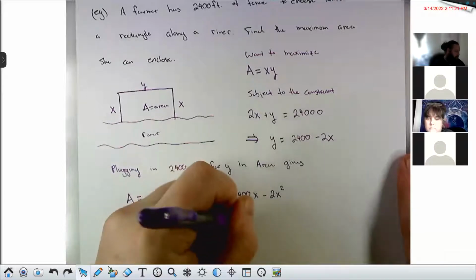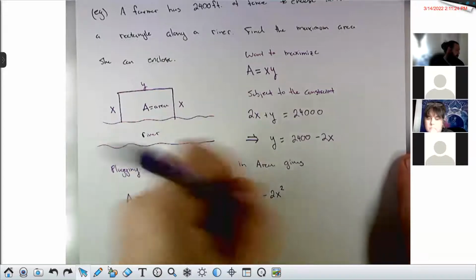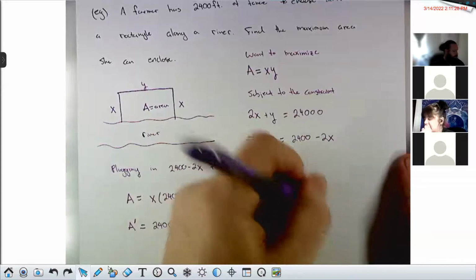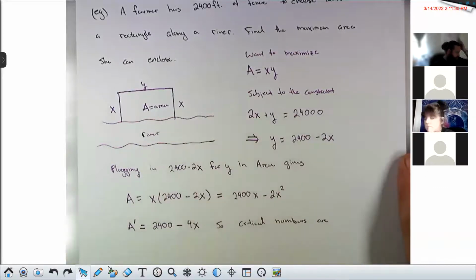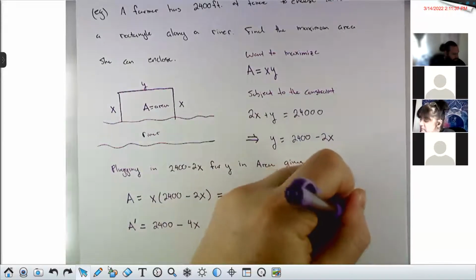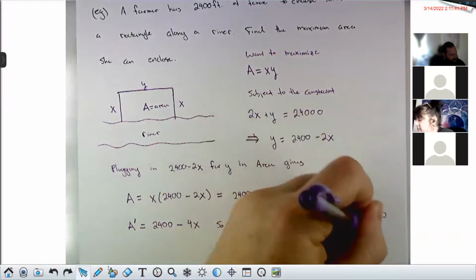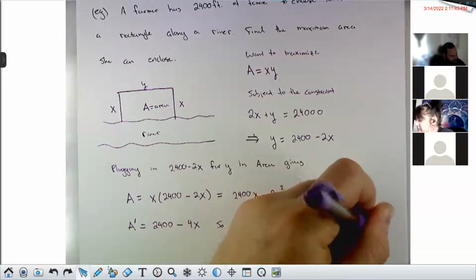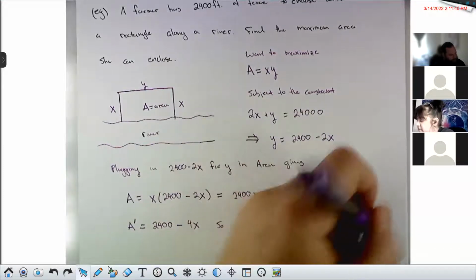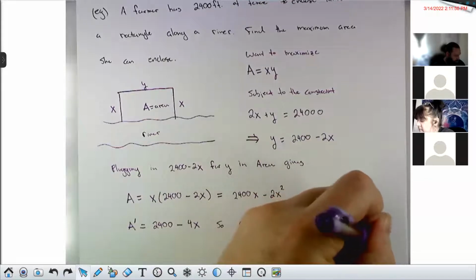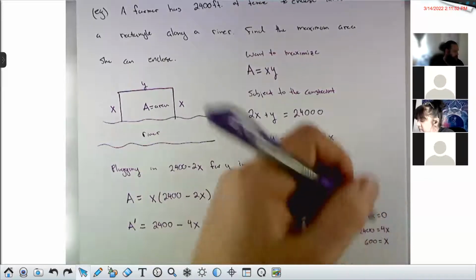So the critical numbers are coming from this thing equals 0. And there's only one of them. If you set this equal to 0, 2400 minus 4x equals 0. That means 2400 is equal to 4x, which means, let's see, 24 divided by 4 is 6. So this is 600 equals x.